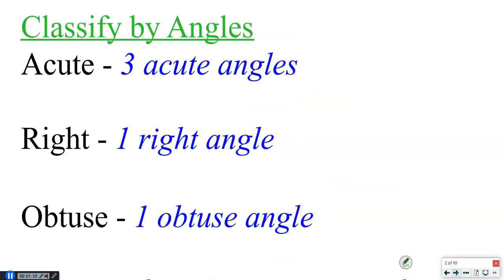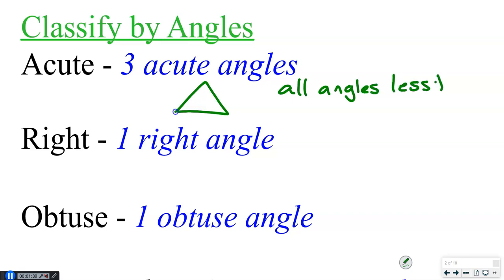Now classifying them by angles, it could be an acute triangle. All three angles would be acute, so it might look like that. All of them would be less than 90 degrees. All angles less than 90 degrees. A right triangle just needs to have one right angle and it will be a right triangle. So if you've got a right angle in there, it is a right triangle.